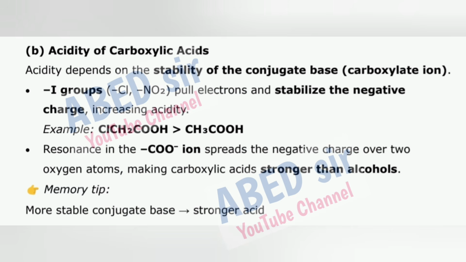B. Acidity of carboxylic acids. Acidity depends on the stability of the conjugate base, the carboxylate ion. -I groups, Cl, NO2, pull electrons and stabilize the negative charge, increasing acidity. Example: ClCH2COOH > CH3COOH. Resonance in the carboxylate ion spreads the negative charge over two oxygen atoms, making carboxylic acids stronger than alcohols. Memory tip: more stable conjugate base, stronger acid.